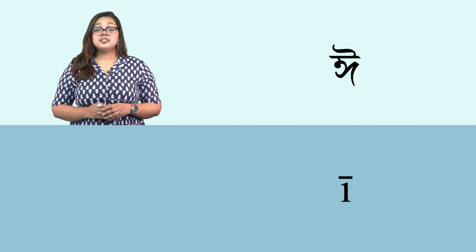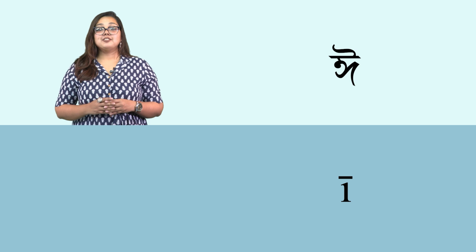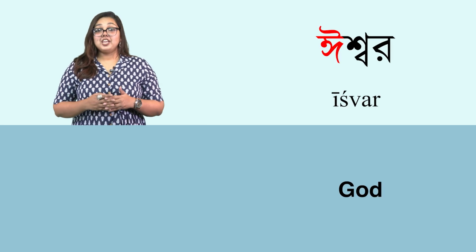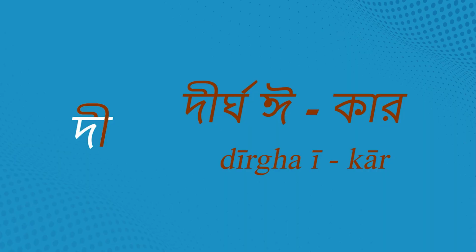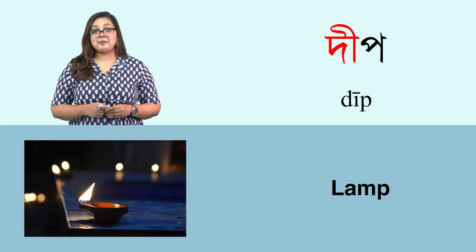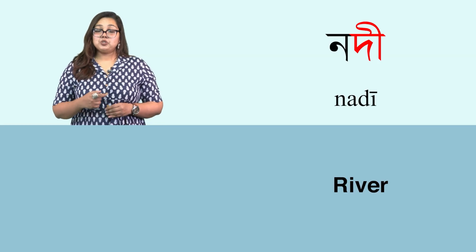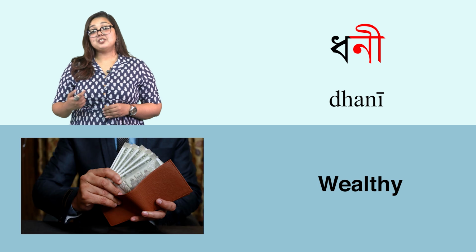The last letter is dirghoi. Dirghoi can appear in the word initial position in its original form. For example, Ishwar, which means God, Egol, which means eagle. From the viewpoint of orthography, it can occur word medially as dirghoikar, for example in deep, which means a lamp. You can always write dirghoikar at the right side of the consonants. Again, from the viewpoint of orthography, it can occur word finally as dirghoikar, for example in nodi, which means river, and in dhoni, which means wealthy.